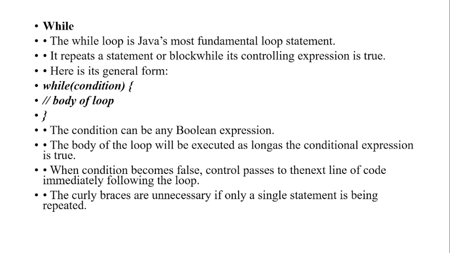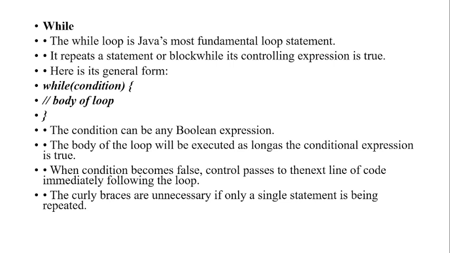So the condition can be any boolean expression. What is a boolean expression? You should know that a boolean expression returns a true or a false value, right? The body of the loop will be executed as long as the conditional expression is true. If it is false, it will not come inside the loop. When the condition becomes false, the control passes to the next line of code immediately following the loop.